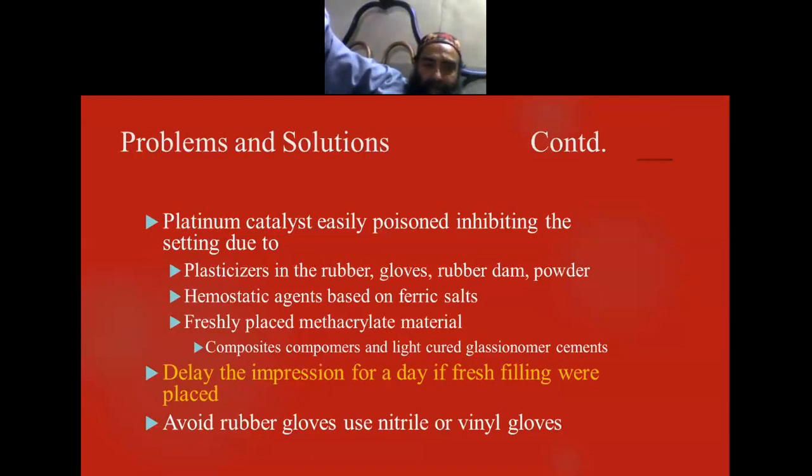So if these things are present, first of all, avoid rubber gloves. Use nitrile or vinyl gloves. Remove the rubber dam. Use powderless gloves. And for others, do not use hemostatic agent based on ferric salt, or if you have used it, then delay the impression for a day if fresh fillings are placed.